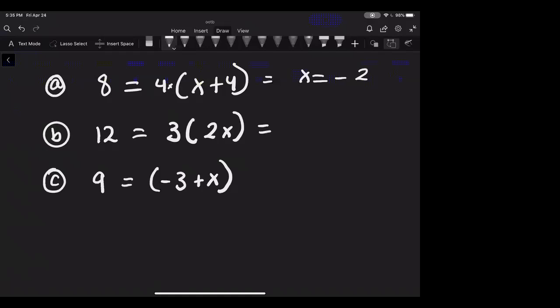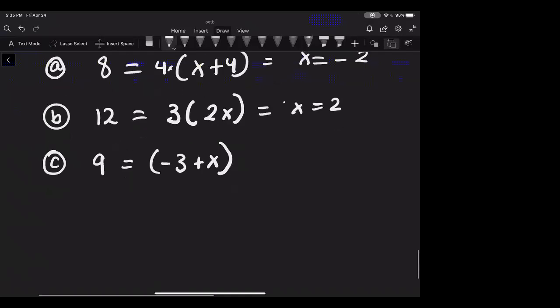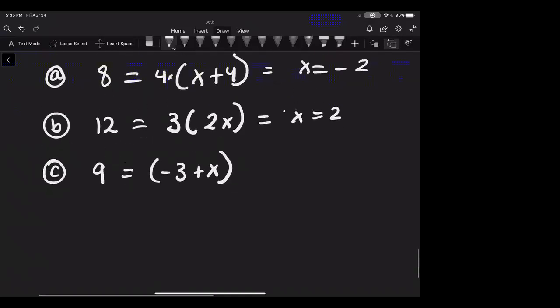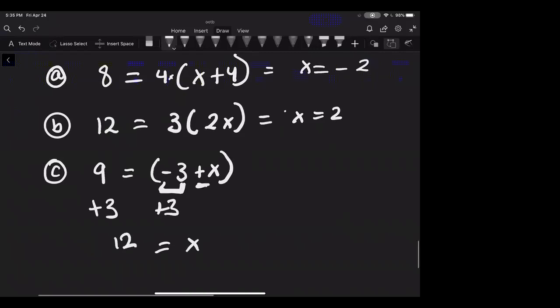What did you get for B, Irish? For B, just 2. Yep, that's correct. And for this one, the trick is, do you see how this is a subtraction sign? Even though it's adding, this is a subtraction, so you would add 3. x would be equal to 12. Good job. Azaria, are you done the questions?